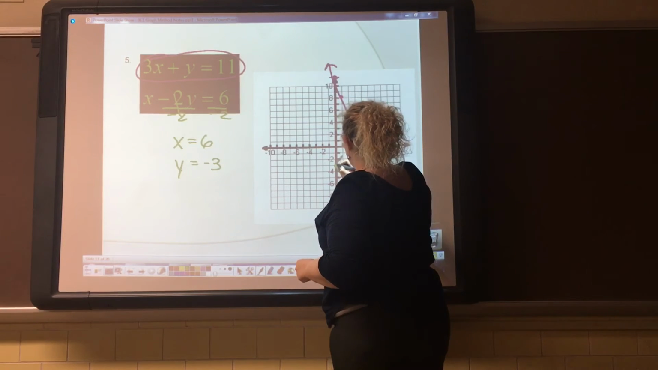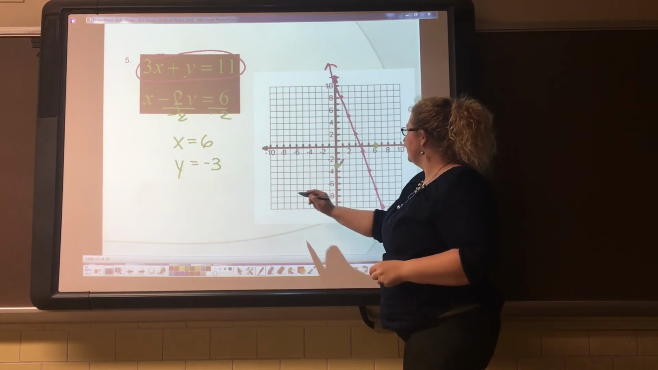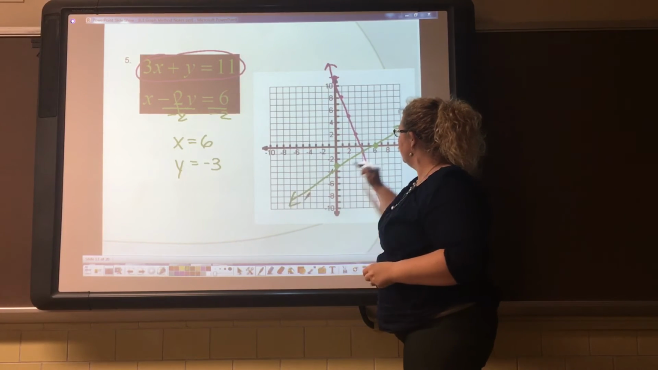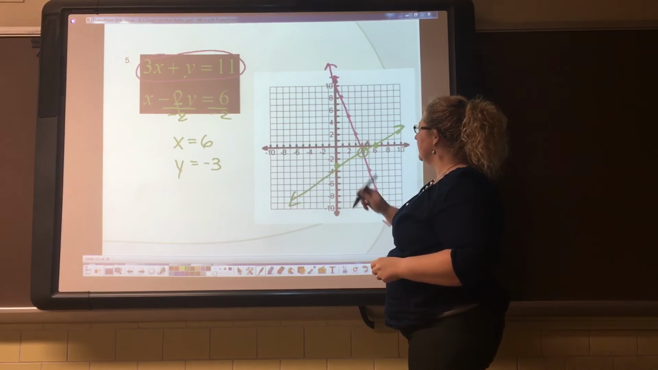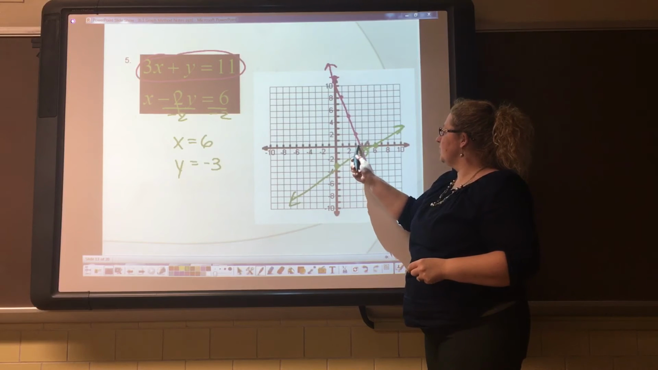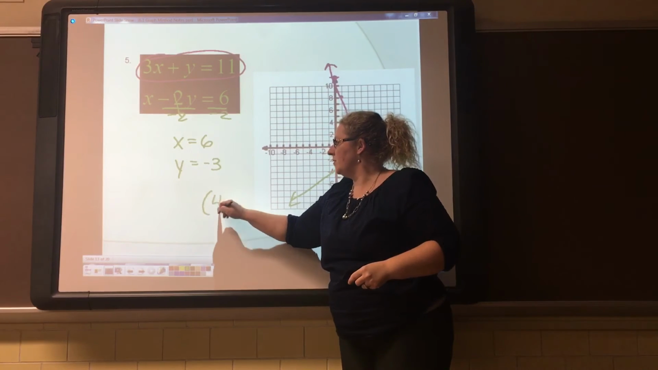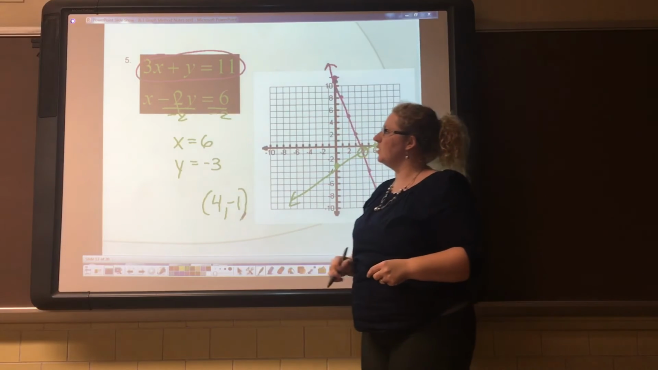So I can go ahead and graph my x-intercept of 6 and my y-intercept of negative 3. And then again, be really straight with the line, and you will find out that it crosses right there. That's 1, 2, 3, 4, and down 1. So my solution for this problem is 4, negative 1.